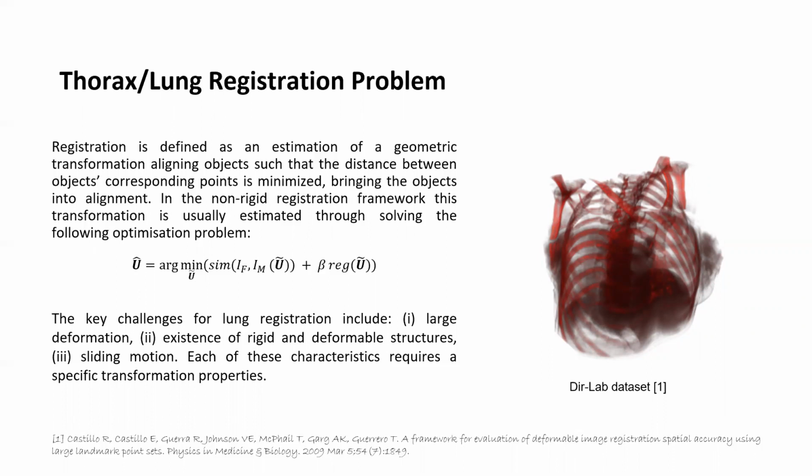The key challenges for lung registration include large deformation, the existence of rigid and deformable structures, and sliding motions between the organs. Each of these characteristics requires specific transformation properties. In this case, we will need a network that will be able to identify each pixel and its belonging to an organ, and based on that, to do the necessary transformation.